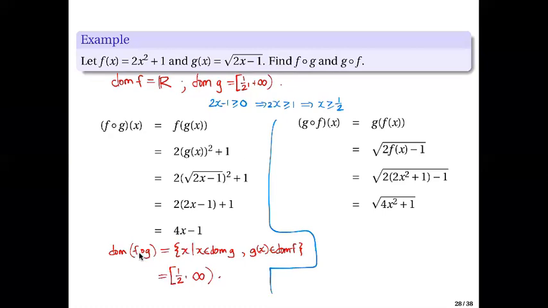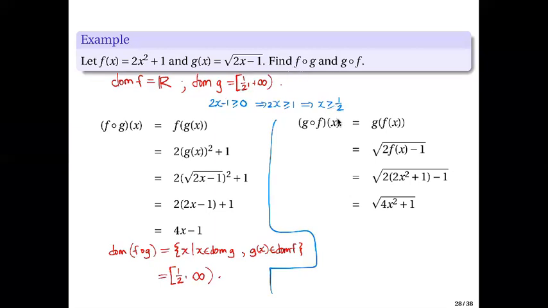So again, domain of F circle G, x coming from the domain of G, such that your g of x is in the domain of F. The domain of G, it's just this guy. So we start from this. We get all x's from here. But when you evaluate, of course, g of x will be a real number. And the domain of F is the set of real numbers. So we don't have any problem. So meaning, it's fine that we only get our x from this interval. Exactly the same as the domain of G.